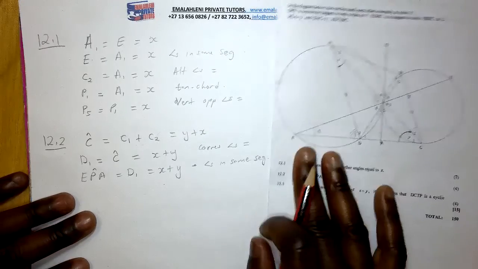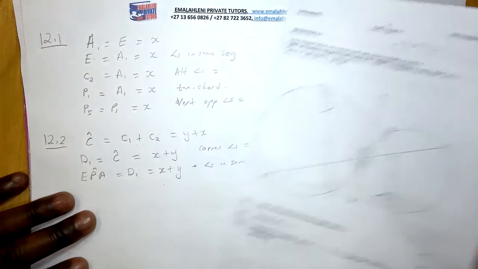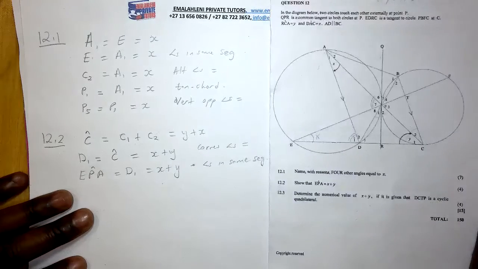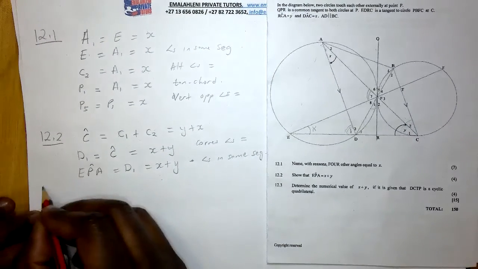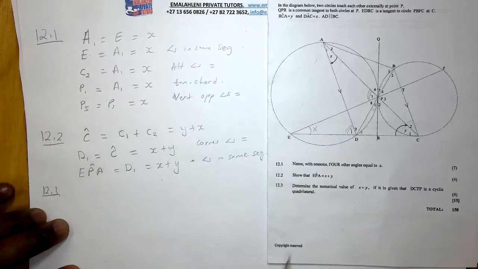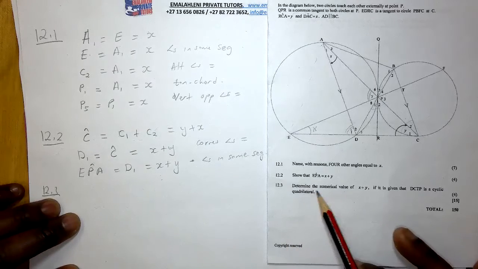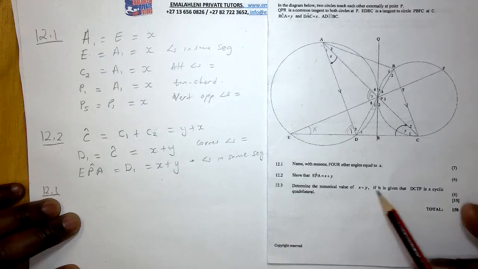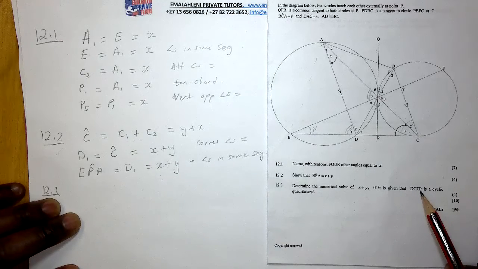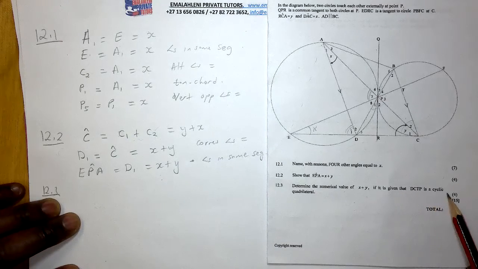Now, when you are given this, you play with it, tilt it the way you want, so that you can actually see what is hidden. Now, we are asked to find 12.3. We are asked to determine the numerical value of x plus y, given that DCTP is a cyclic quad.